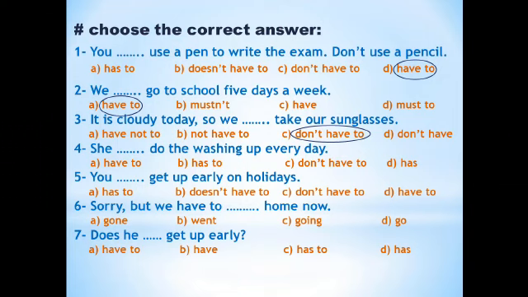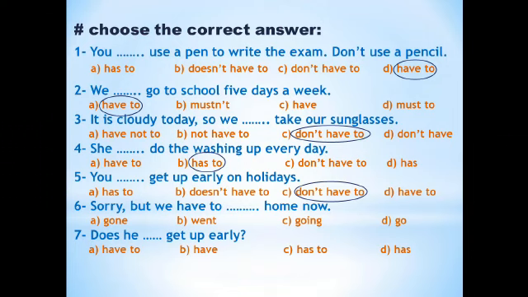Number 4, she does the washing up every day. She, and we use with she, has to, of course. Has to do the washing up every day. Number 5, you get up early on holidays. You don't have to, or you have to, on holidays? So you don't have to.